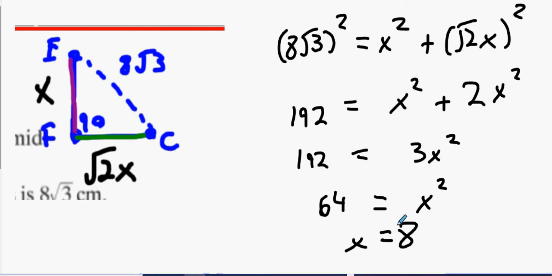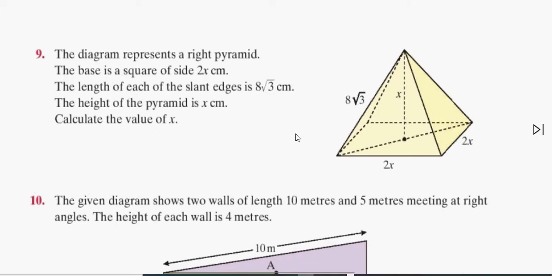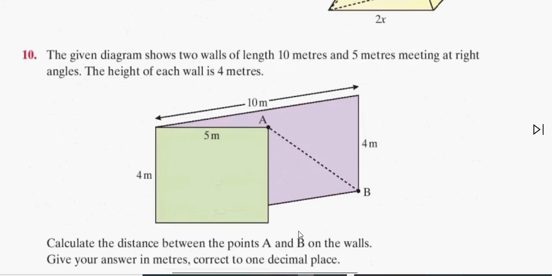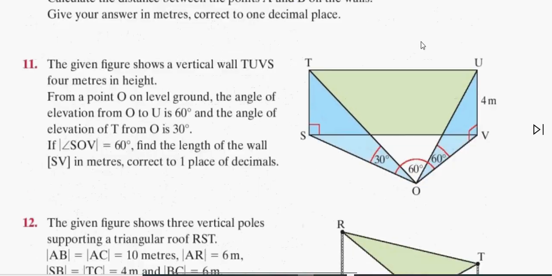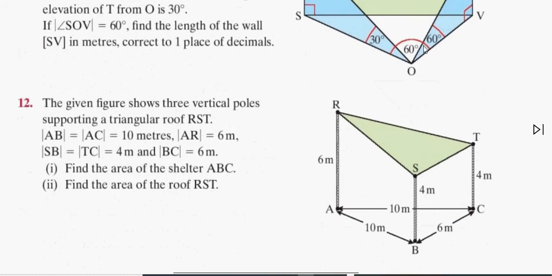Alright, I'll keep going because I know the lads at home there probably need to do some stuff as well. Alright, Joe, pick another hard question. Anything below 9? 12. 12, alright.